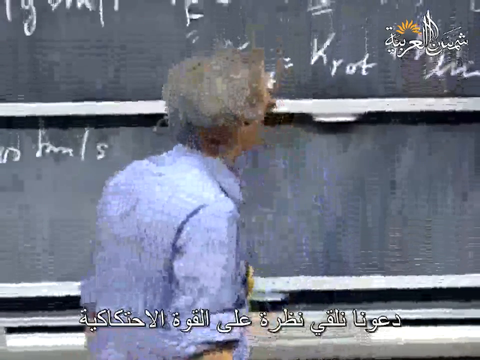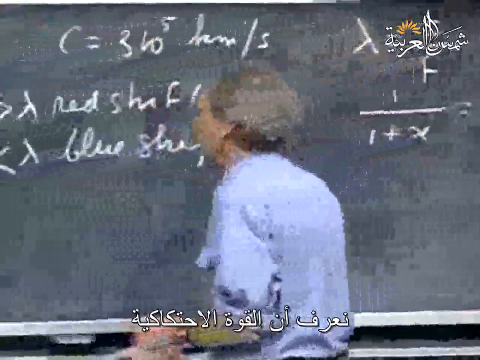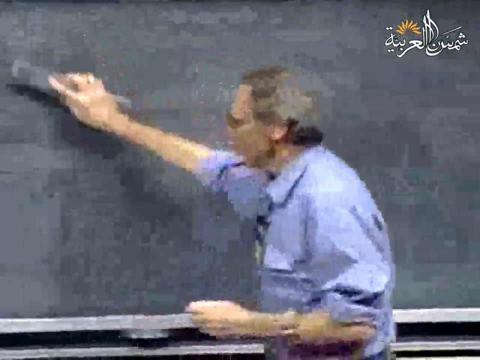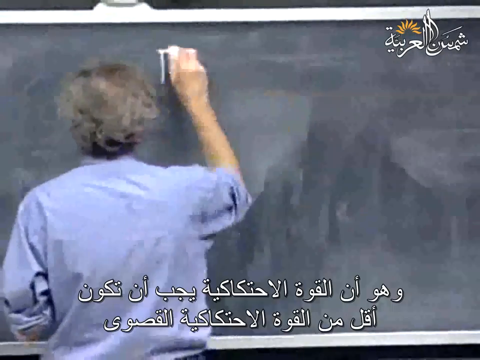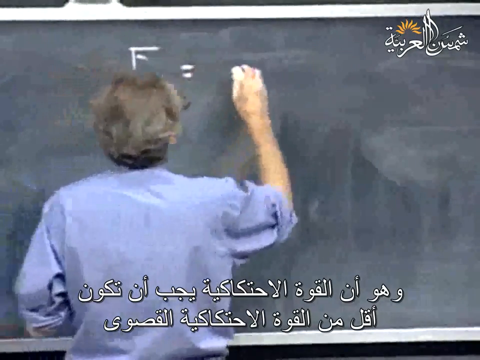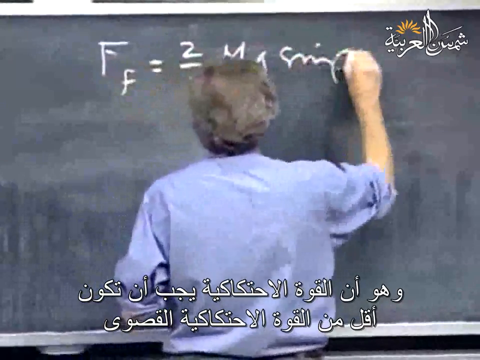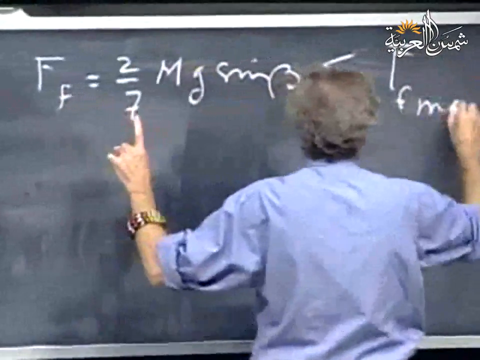Let's look at the frictional force. This is a situation of pure roll. We know that the frictional force can never exceed the maximum value possible. That is a no-no. If the frictional force becomes the maximum one, it would start to slip. There would no longer be pure roll. In other words, there is a necessary condition that the frictional force, which is 2/7 mg sine beta, must be less than the maximum frictional force.